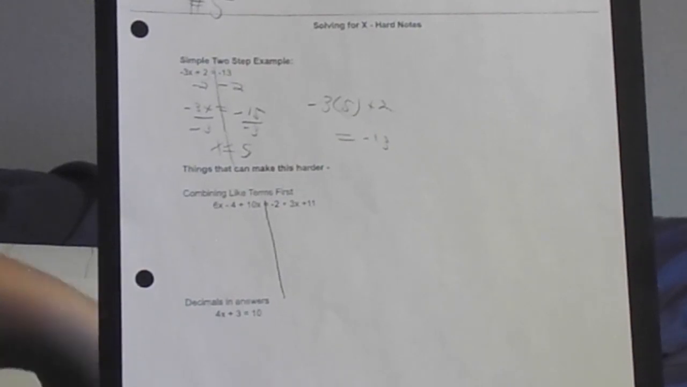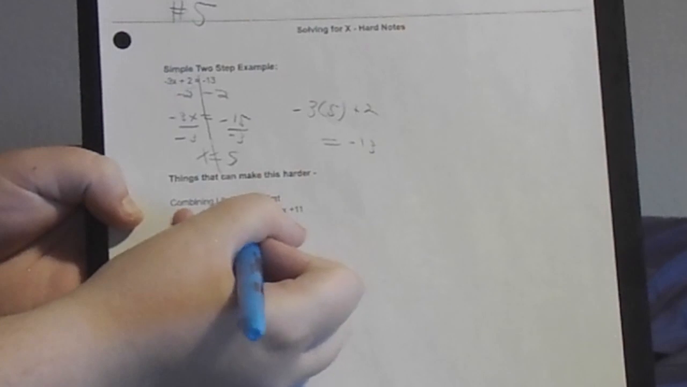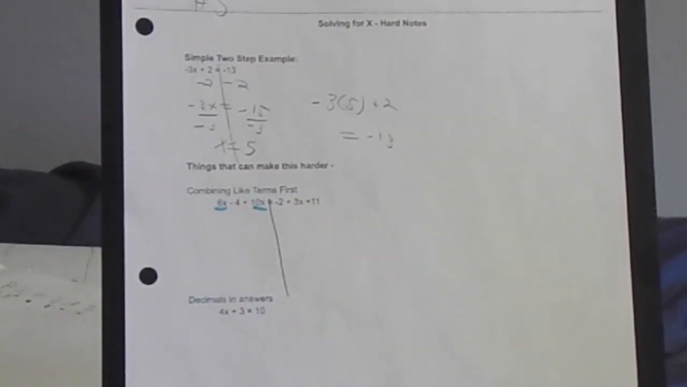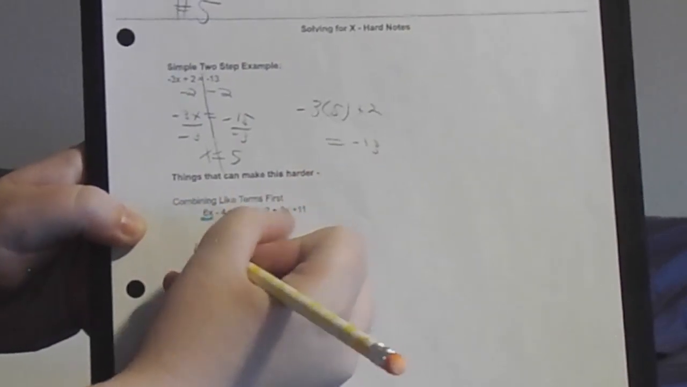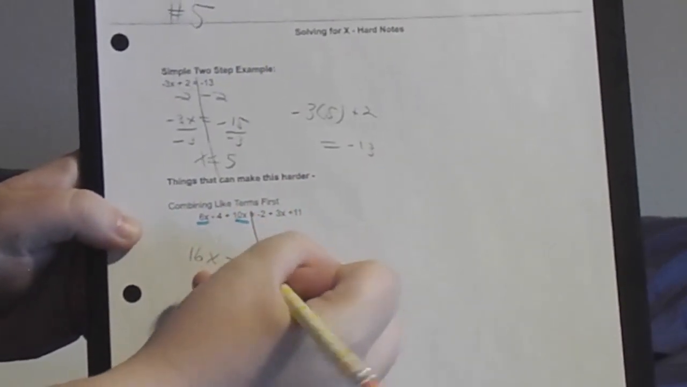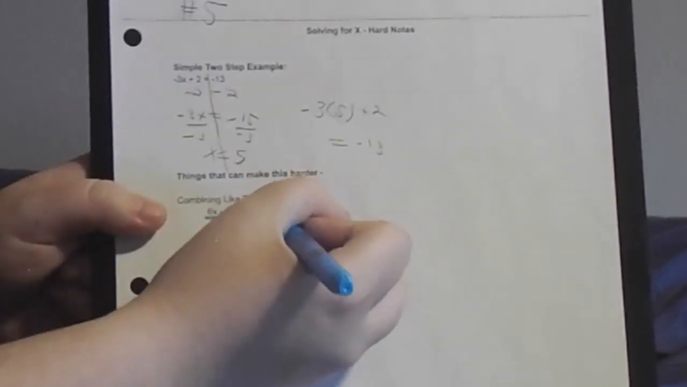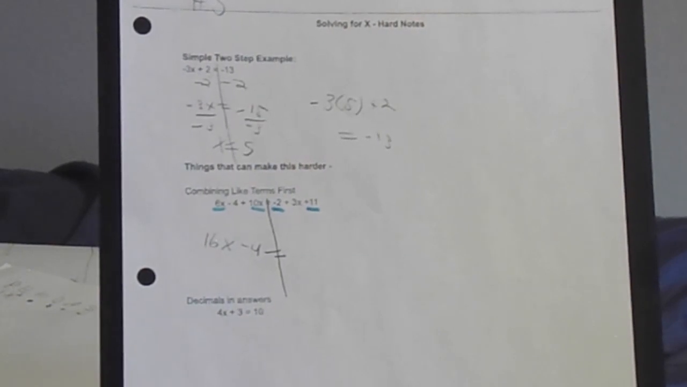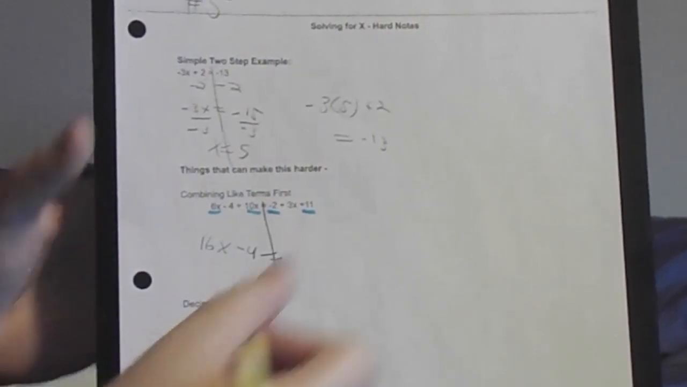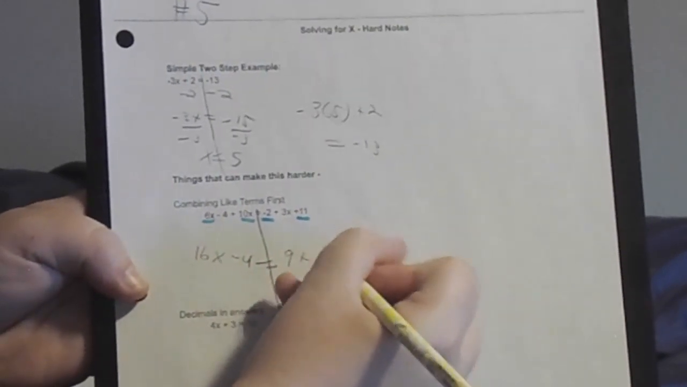So, for this one, on the left side, I see I have 6x's plus 10x's on the left. So I can combine them together and make them 16x's minus 4. Then, on the right, you see there's a minus 2 and plus 11, and those are just number terms. So those could go together as well, giving me negative 2 plus 11 is 9, and then I still have the plus 3x's.